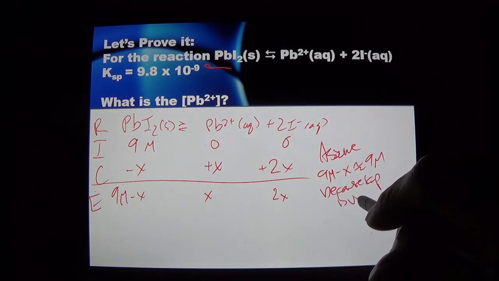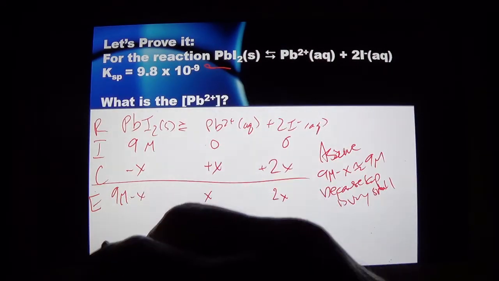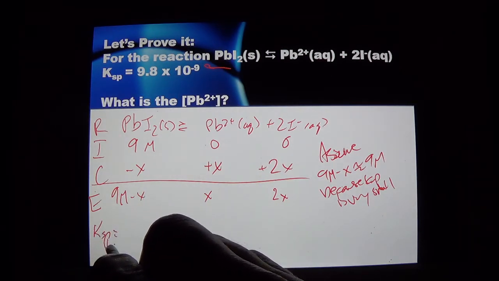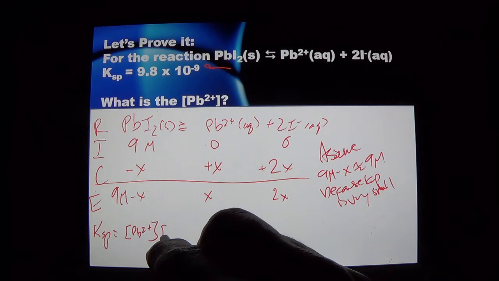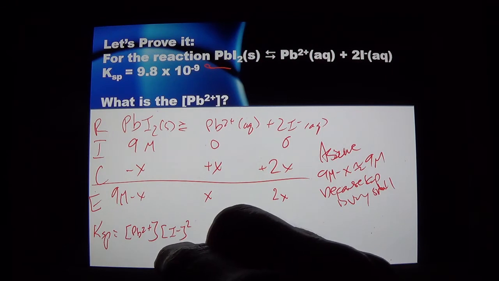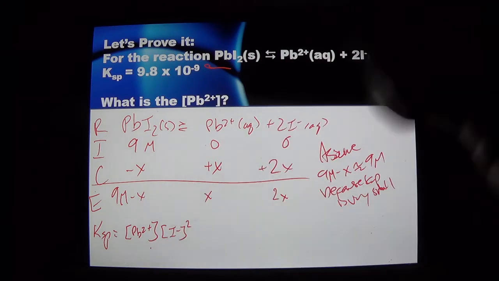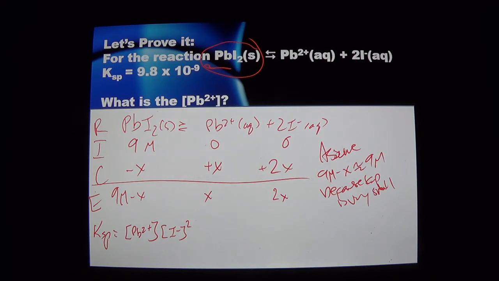Okay, let's get the point for writing our Ksp equation, our equilibrium constant expression. My products are lead 2+ and iodide ion squared. My reactants, don't mess it up, there are no reactants listed because our reactants are solid. We don't include solids. We don't include pure liquids. I'm not going to include it. I don't want to lose my point.